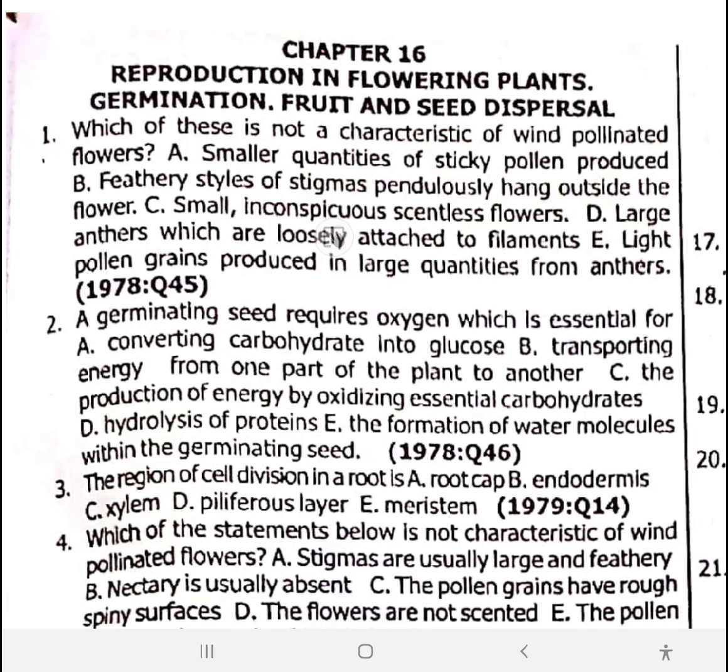Now, run through chapter 16 based on reproduction in flowering plants, germination, fruit and seed dispersal. Number 1, which of these is not a characteristic of wind pollinated flower? Write down characteristics of wind pollinated flower. Number 1, absence of scent, comma, absence of nectary.